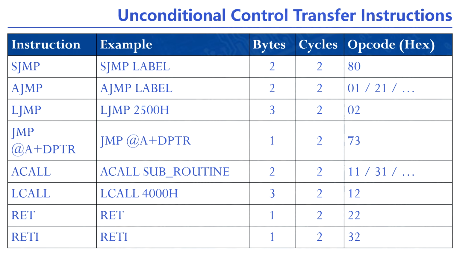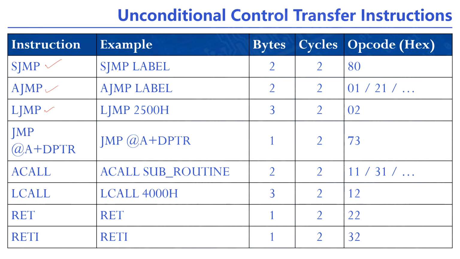These are the unconditional control transfer instructions supported by 8051 microcontroller. They are SJMP, AJMP, LJMP. So here SJMP stands for short jump, AJMP stands for absolute jump, LJMP stands for long jump.